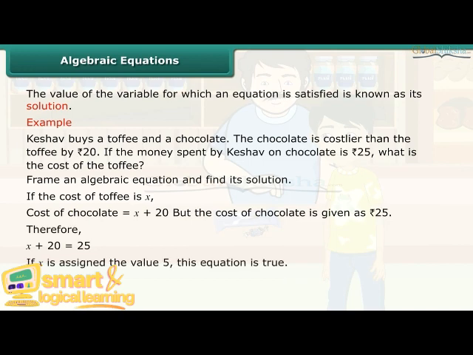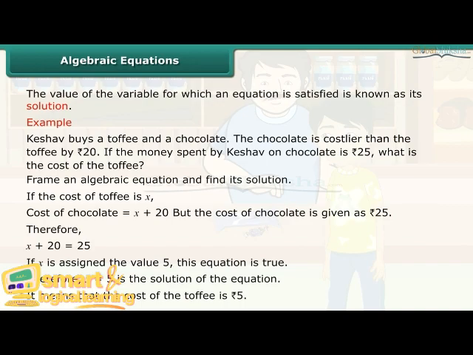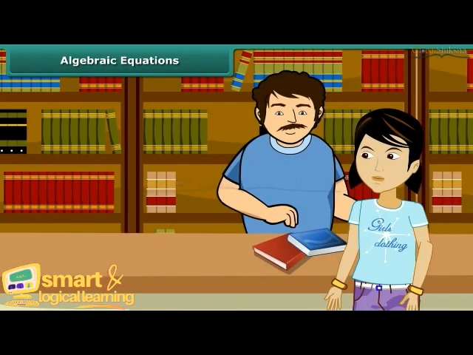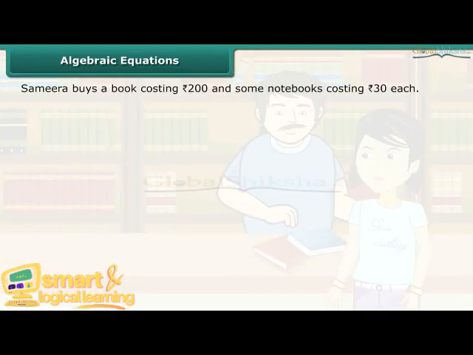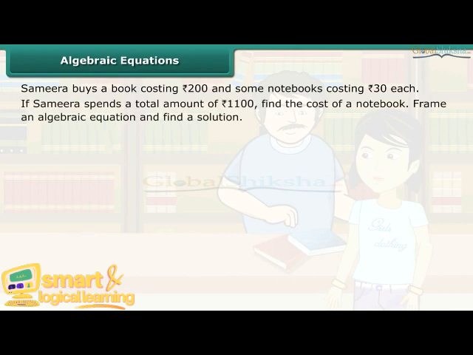This equation is true if x is assigned the value 5. X is equal to 5 is the solution of the equation. It means that the cost of the toffee is 5 rupees. Let us look at another example. Samira buys a book costing 200 rupees and some notebooks costing 30 rupees each. If Samira spends a total amount of 1100 rupees, find the cost of a notebook. Frame an algebraic equation and find a solution.